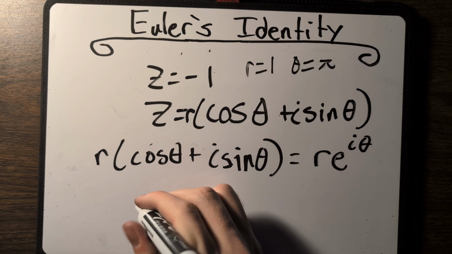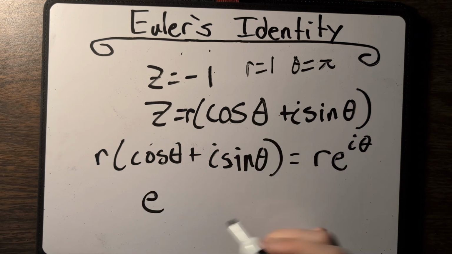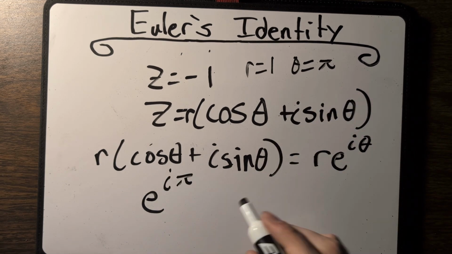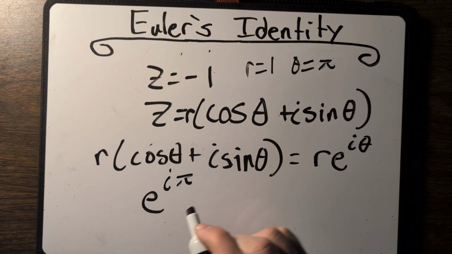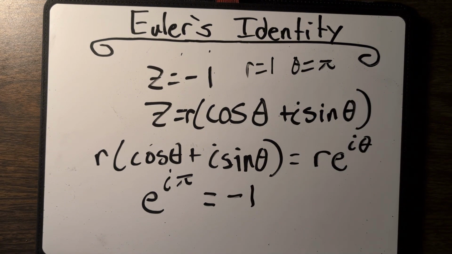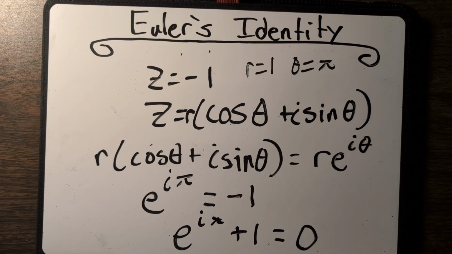So let's do that. So r is 1, so I'm not even going to write it. We have e to the i pi, right? Because theta is pi. This is going to equal -1. If we just add 1 to the other side, we get e to the i pi plus 1 equals 0. And there we go. There's our equation.